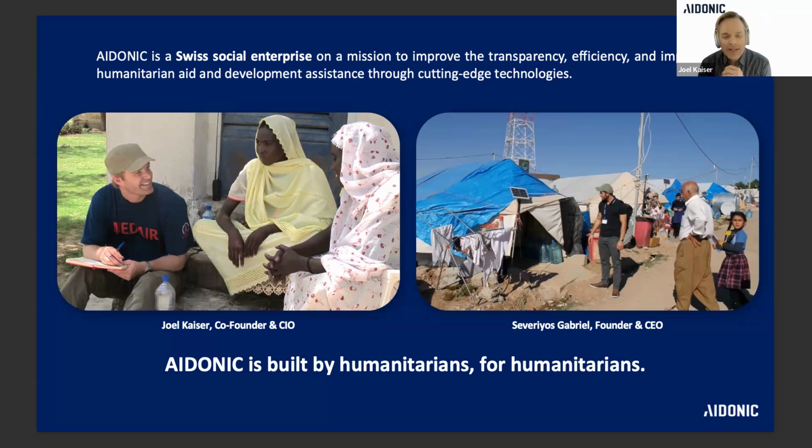One thing that is unique about AIDONIC is that we are a blend of different skill sets. First and foremost, we are humanitarians. I myself have worked all over the world in many different contexts, emergencies and crises, with both humanitarian and development organizations. And I take all of my experience in those contexts and put it into the solutions that we've designed and created. The same is true for Severios, the founder of AIDONIC. And the rest of our team are a blend of software development professionals and finance people. And so that gives us quite a good cross-section of the skills required to solve humanitarian pain points.